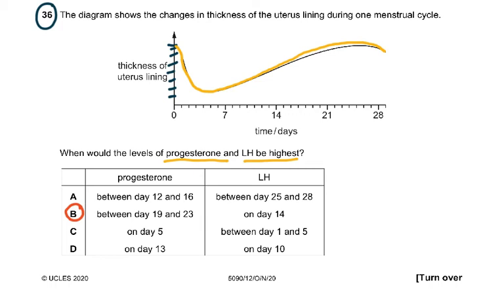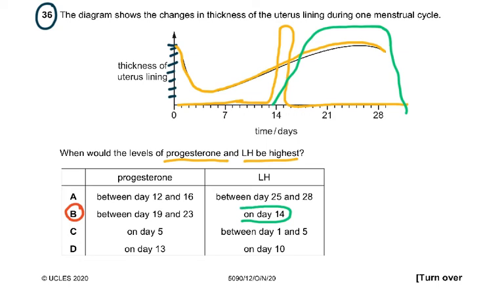Now, if you remember, the LH is the one which peaks on day 14. So, that would be the highest for progesterone and LH. And then, if you remember, progesterone starts to increase and then remains high and then starts to decrease. So, LH is on day 14. There's no other answer. LH, you remember, is luteinizing hormone. That's when ovulation starts. So it always peaks on day 14.